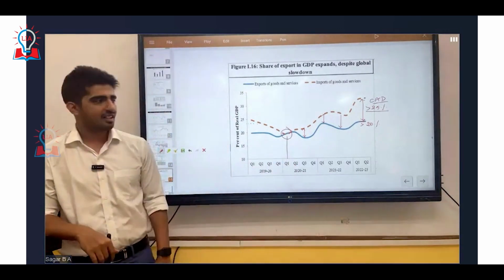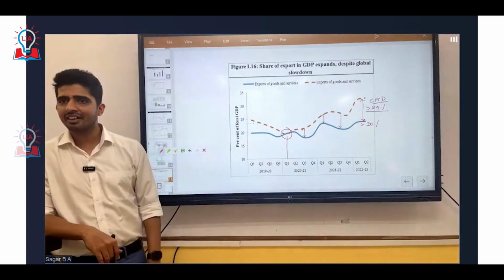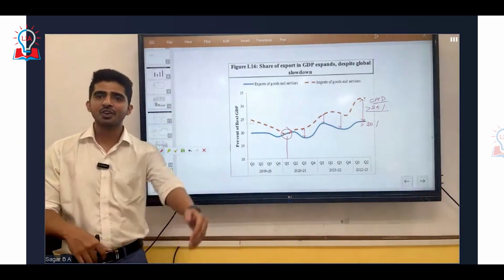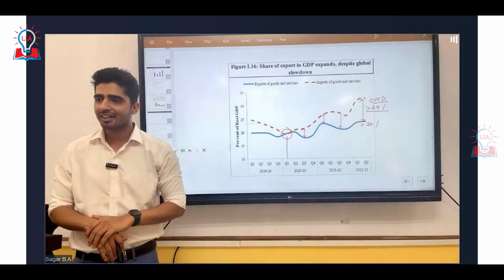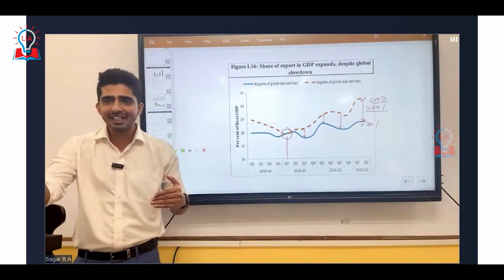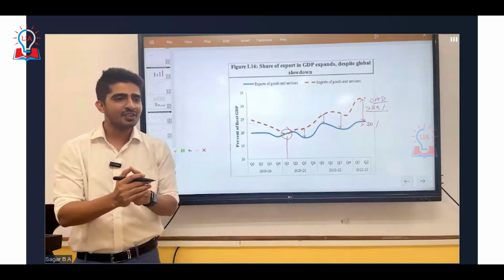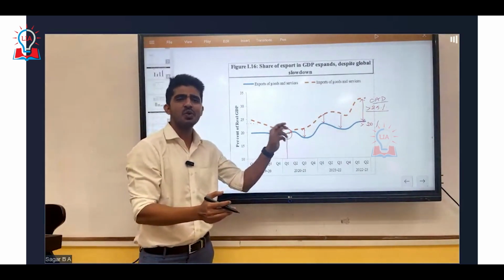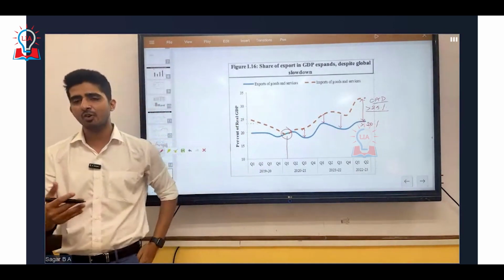One instance. You know why this happened? Even because of the lockdowns. Because of lockdowns, we had stopped the imports. When you stop the imports, exports, to some extent, will still be happening. So what will happen now? There will be an excess of exports. That was only for a short period of time. Then again we opened up.